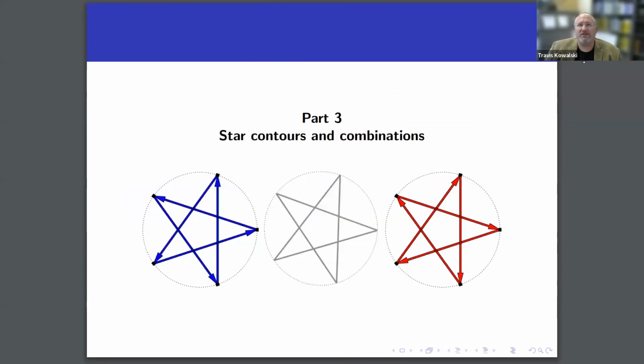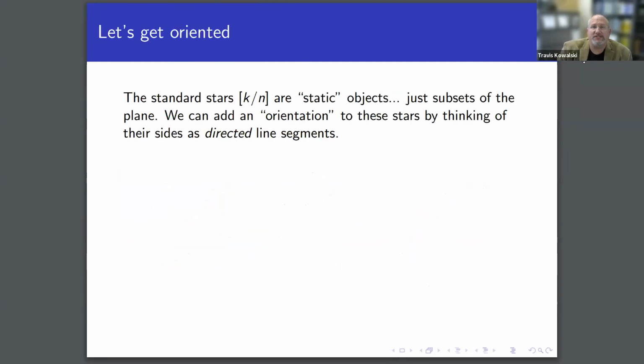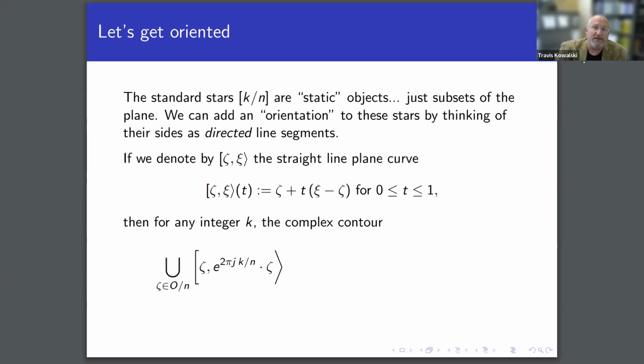So now we're going to start talking about star contours, and this is where we're going to get to some new results. So the standard stars are these static objects. They're just sets in the plane. So what I want to do is give each one of their sides an orientation, turn them into vectors if you'd like. That will orient the stars globally. So if I have a line segment, I can think of the segment that goes from the point zeta to the point psi, and here's a parameterization for it.